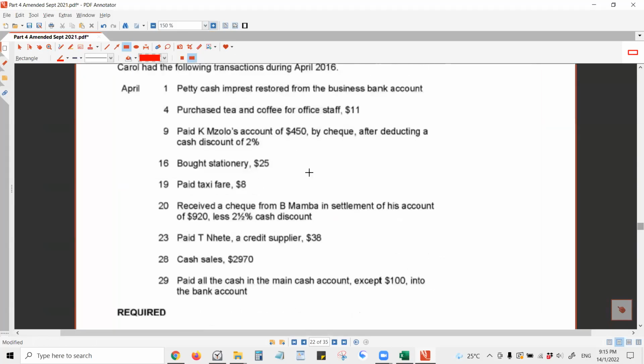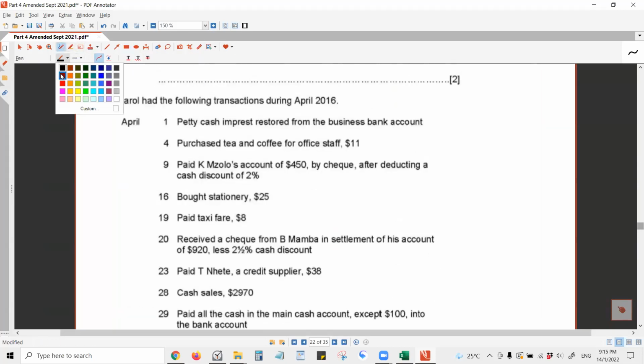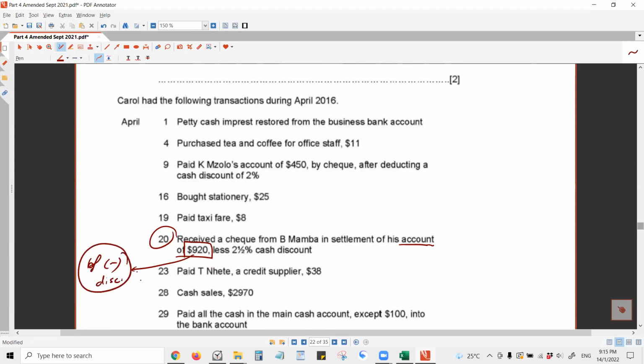Here I'm showing to you the situations where they give you amounts that is before deducting discount as well. So on 20th, you see account of 920. The term account of in front indicates that this amount is before minusing discount. Same goes to this account of 450. Even though you see the word after here, you don't care. Don't focus on the wrong term. You focus on account of. This indicates that it's an amount before minusing discount as well.